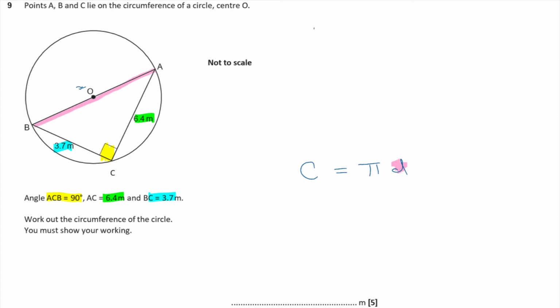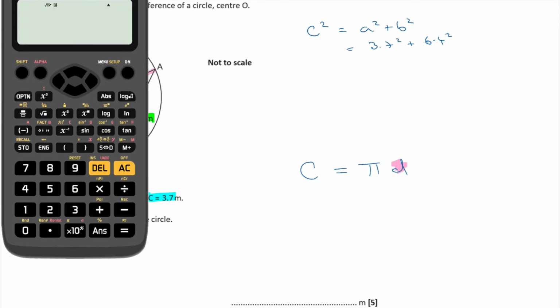So Pythagoras theorem says c squared equals a squared plus b squared. So my A is 3.7 and my B is 6.4. So I'm going to square those two, add them together, and then square root, and I should get C. So type that into the calculator.